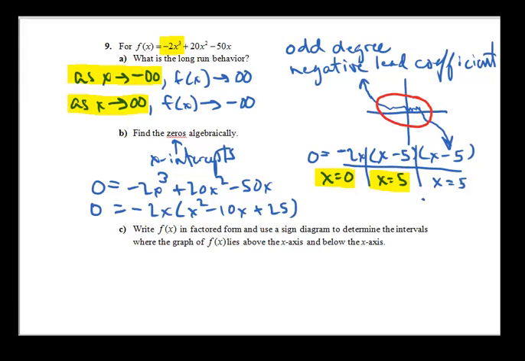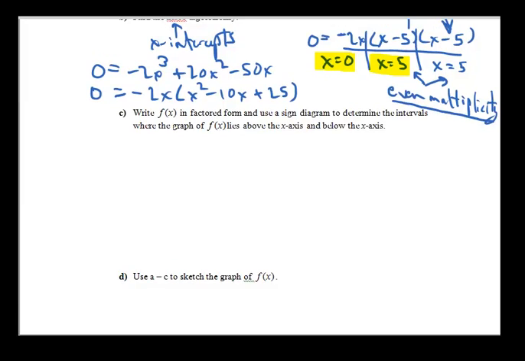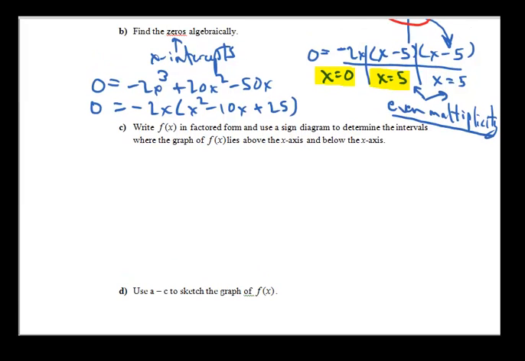But what's going to happen is, since the x equals 5 occurred twice, it's going to have what we call even multiplicity. And what's going to happen there is it's going to bounce. And I'll show you this when we write the graph. Right? So they say write this in factored form and use a sign diagram to determine the intervals where the graph is above the x-axis and below the x-axis.